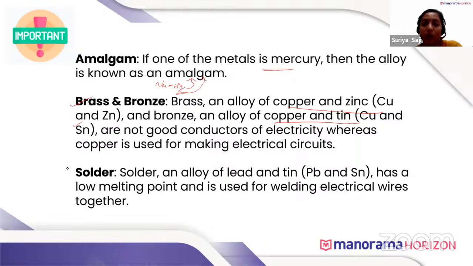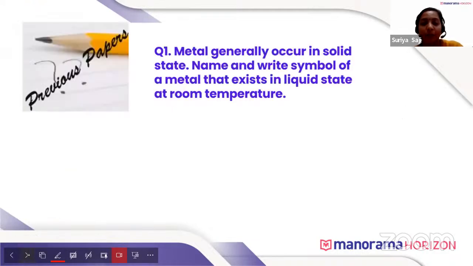Okay, then solder. Solder also, in many question papers this question has been asked. It's an alloy of lead and tin. Pb is lead, Sn is tin. It has a low melting point and is used for welding electric wires. These properties, we cannot do anything about. We have to study them. We have to understand these properties and study them by heart.